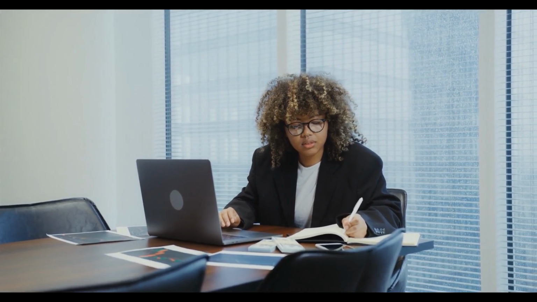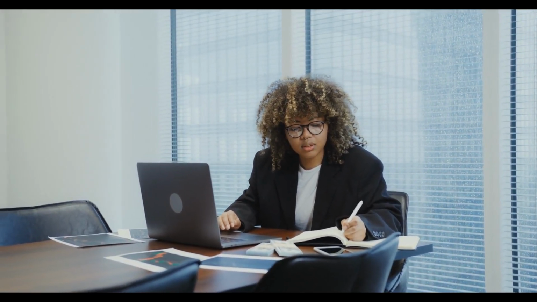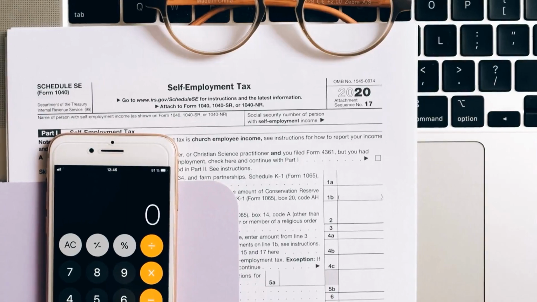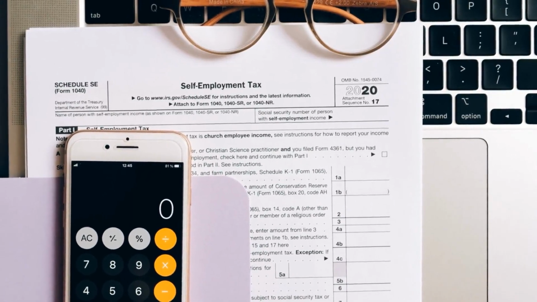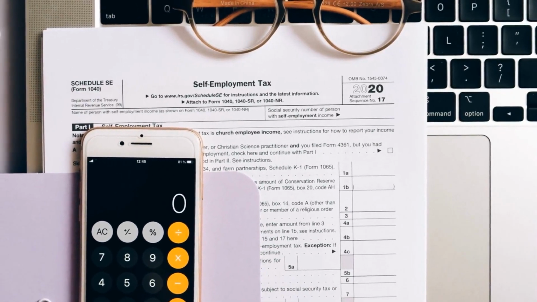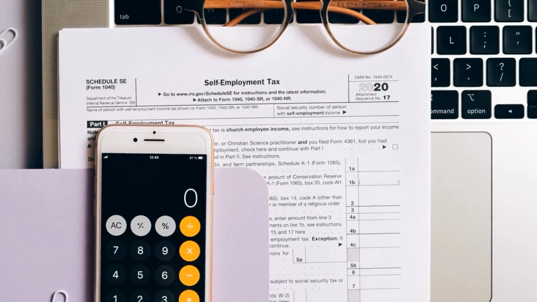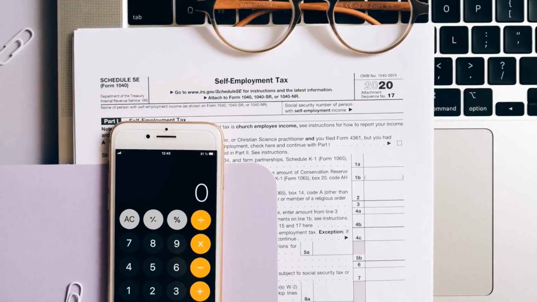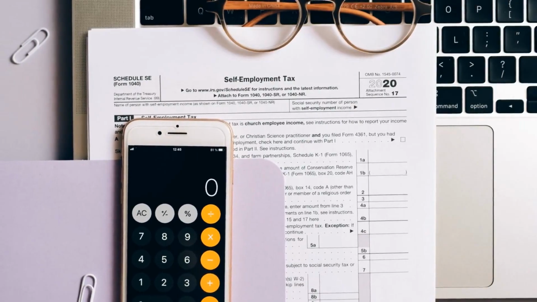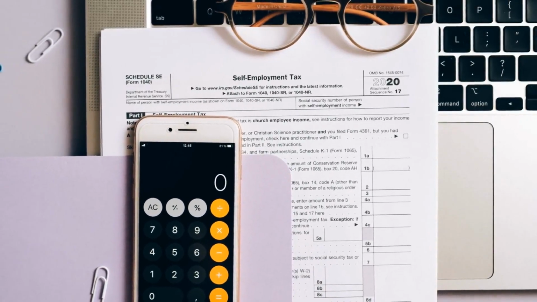One of the most significant benefits involves self-employment taxes. In a sole proprietorship or partnership, owners pay self-employment tax on all business profits. With an S Corporation, only the amount paid as reasonable salary is subject to employment taxes. The remaining profits distributed as dividends avoid these taxes, potentially saving thousands of dollars annually.